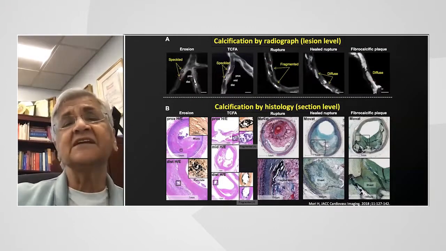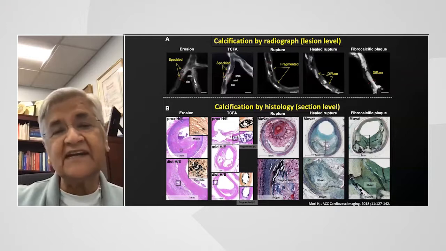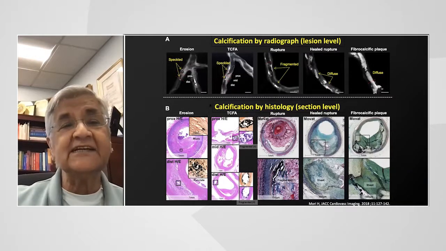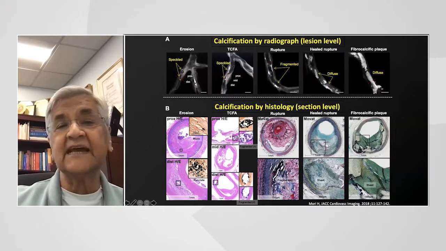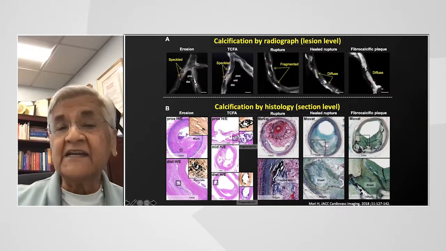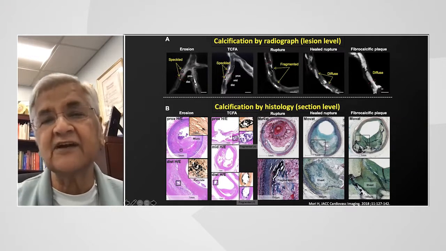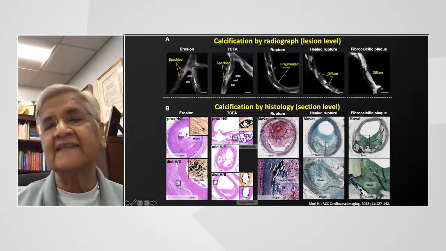So this is calcification by radiography, lesion type, and you can see they are speckled calcification. You can see in the mid portion, these are erosions, thin cap fibroatheroma. Fragmented calcium is more common in rupture, that is lesions with calcium greater than 3 millimeters in length.